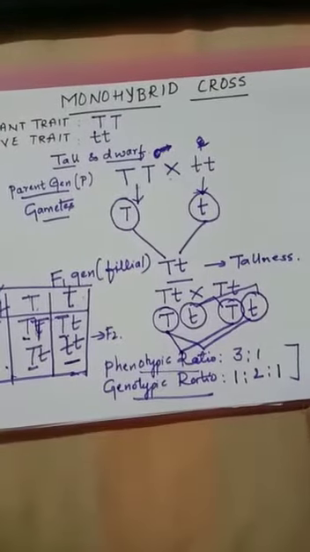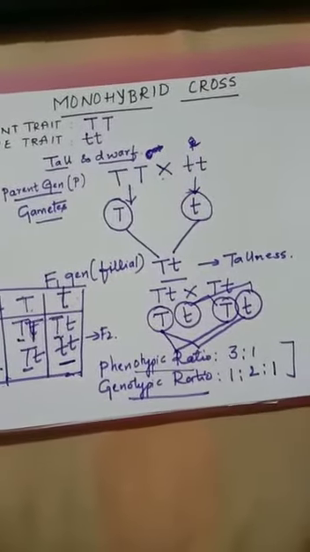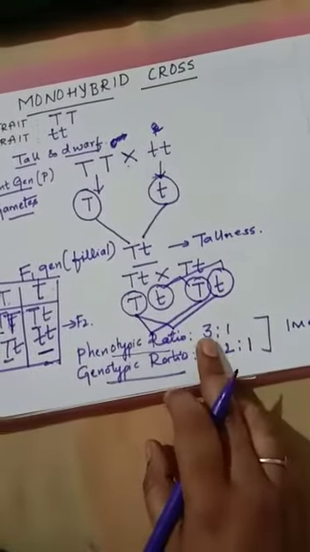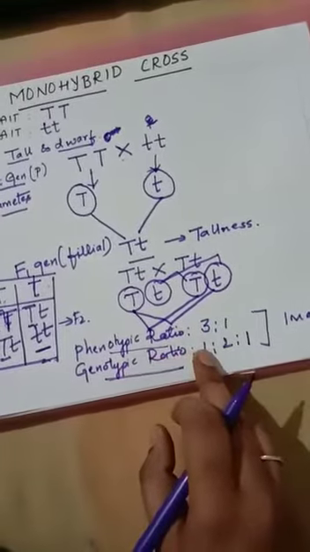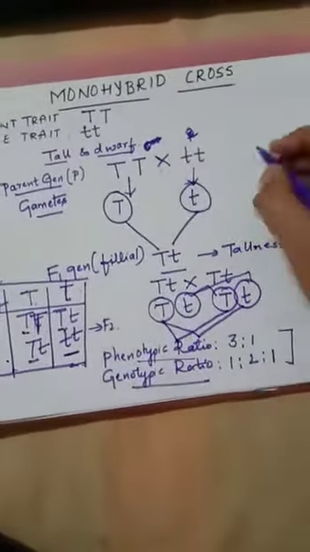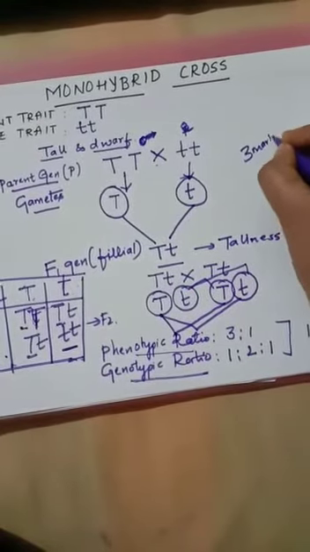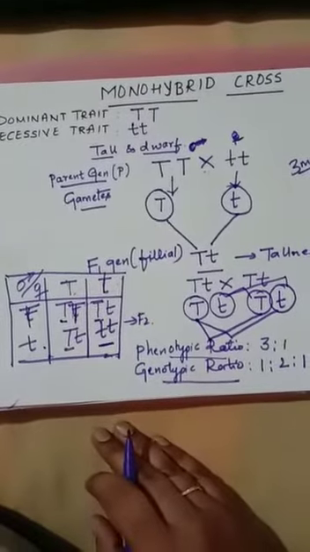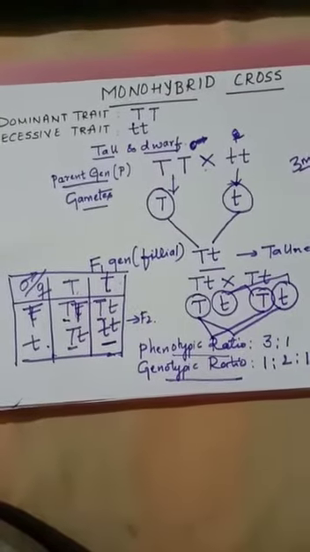A general question for 1 mark you may get: what is the genotypic ratio and the phenotypic ratio of monohybrid cross? You can write phenotypic as 3:1, whereas genotypic ratio is 1:2:1. This question you may expect for 3 marks or 2 marks, or as a sub question for 4 marks, right? So you need to state what a monohybrid cross is and you should explain it by this cross.